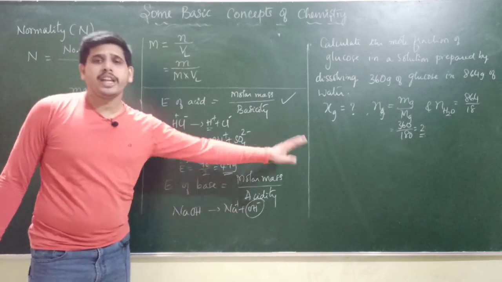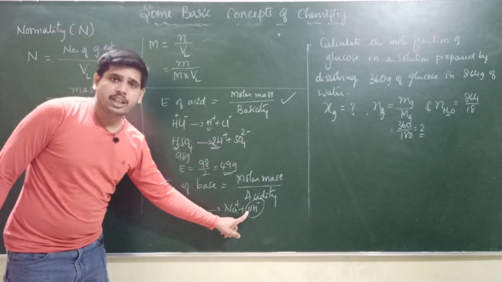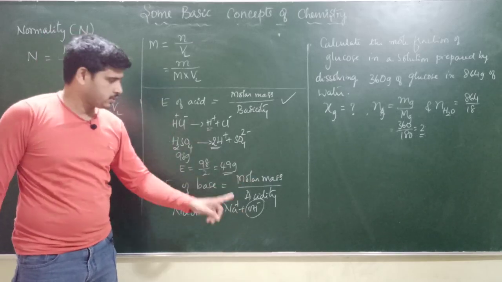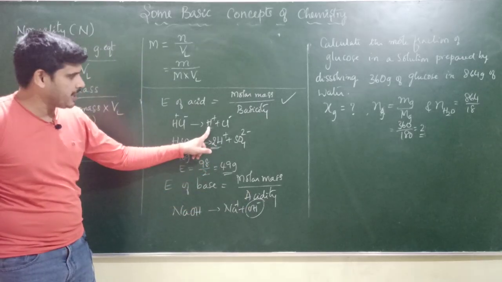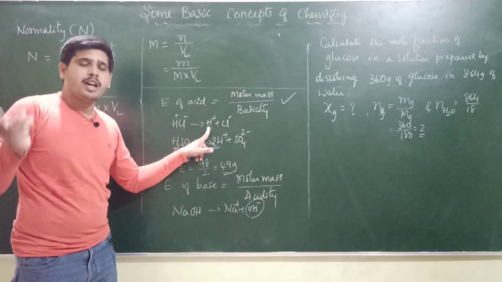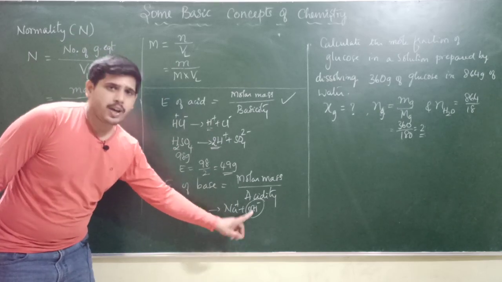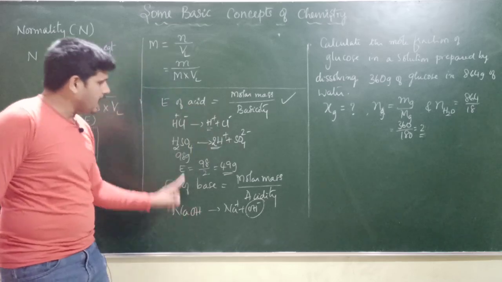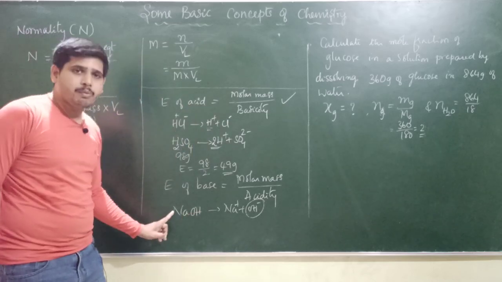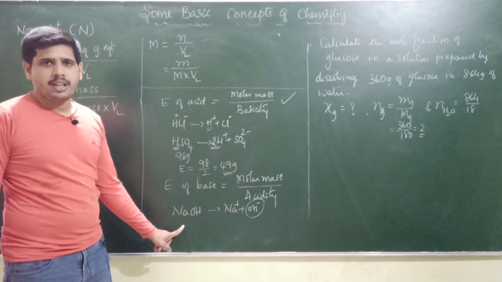How many moles of H plus ion are required? H plus is acid, right? How many acids are required to neutralize this? 1 OH minus requires 1 H plus. Similarly, 1 H plus requires 1 OH minus ion. Therefore acidity equal to 1. So exactly similar to that of HCl. Molar mass equal to equivalent mass, molarity equal to normality.